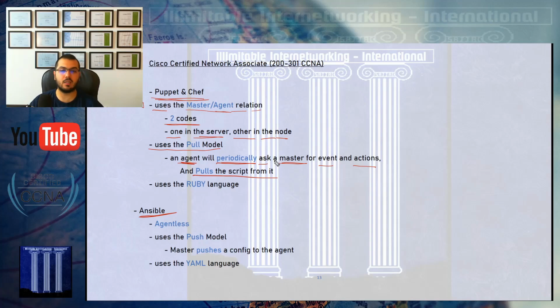So maybe every 10 minutes, each router in your network will send a request, a pull request, to this server asking, hey, what's up? Anything needed from me right now? Do you have any task, operation, change? Do you need any logs?